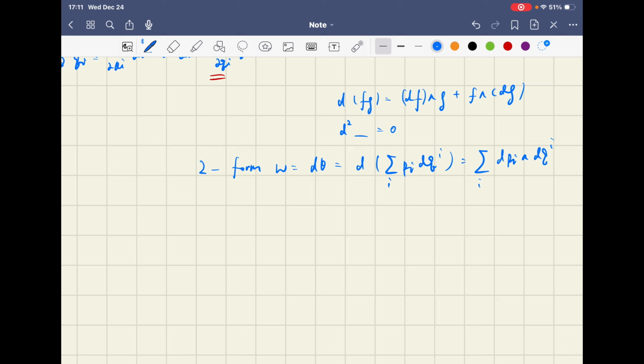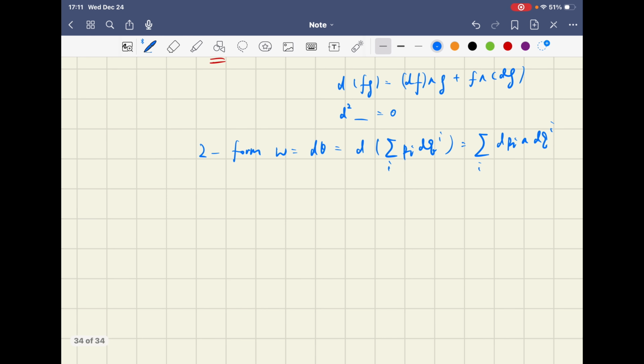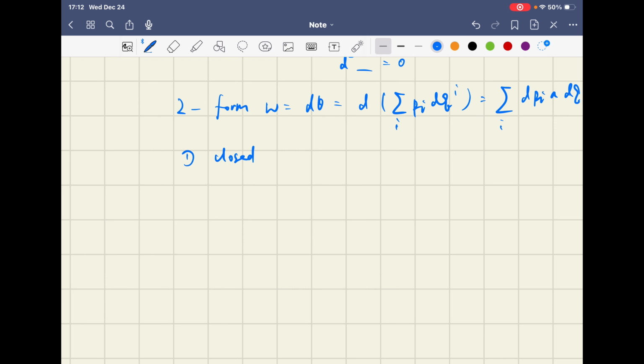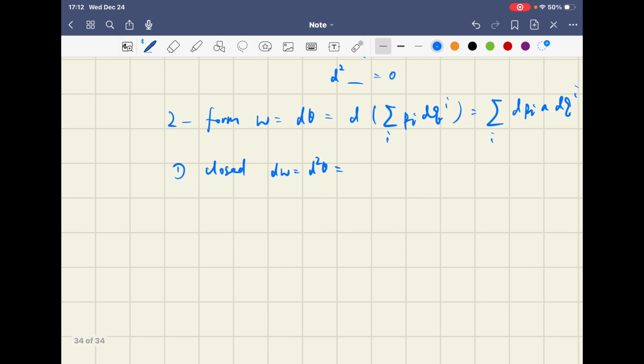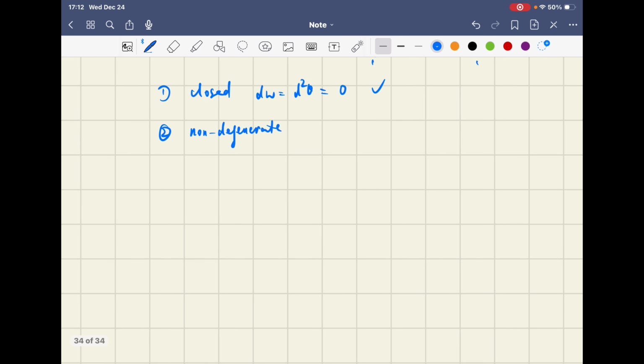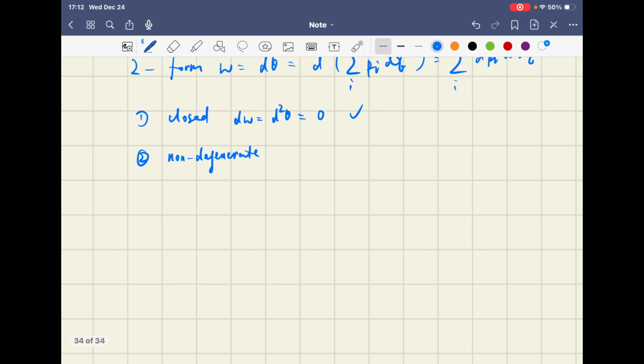The omega satisfies the requirements of the symplectic structure. The first requirement is closed. For something to be closed, it must satisfy that its exterior derivative is equal to 0. So obviously in this case, d omega is equal to d squared theta, and as I just mentioned, there's a rule that if you apply it two times, you result in a 0. So that's 0, and it satisfies the closed condition. And the second condition is called non-degenerate. This requirement essentially says that the kernel of omega must be 0.